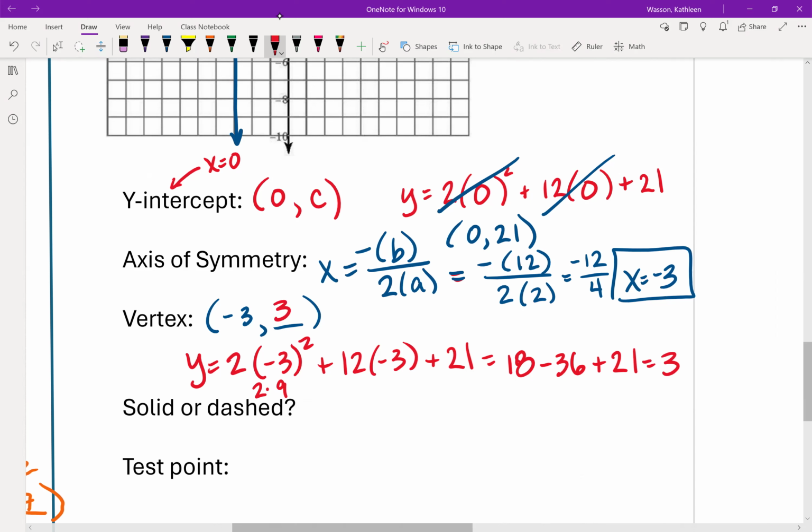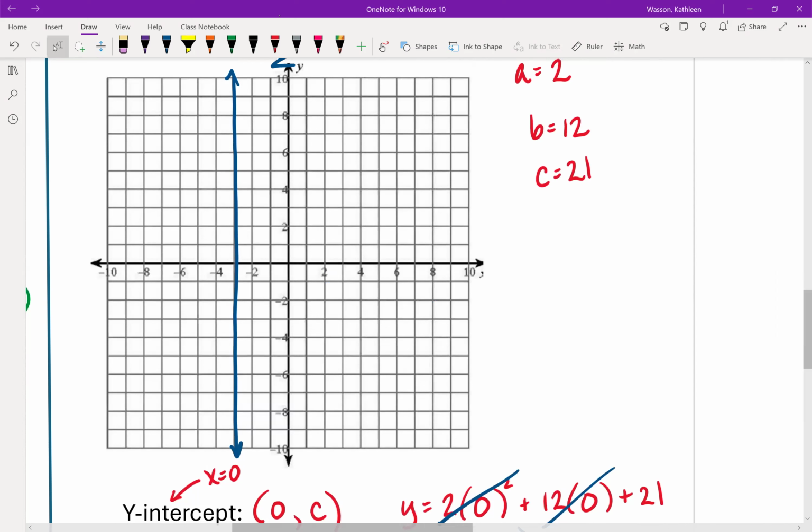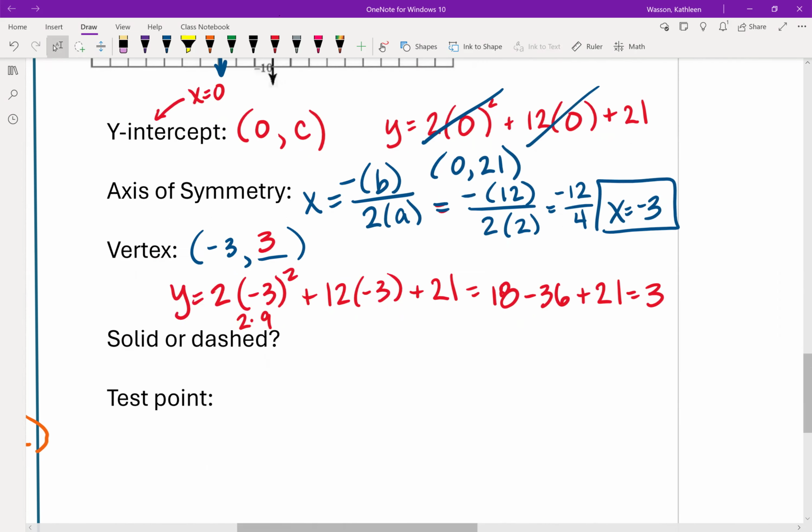And you are invited to use the calculator too. That's fine, if that's your thing. So negative 3, 3 is on this axis of symmetry, and I'll draw that as my vertex. How do we get the last numbers? I calculated them. How do you do that? You multiply and add.